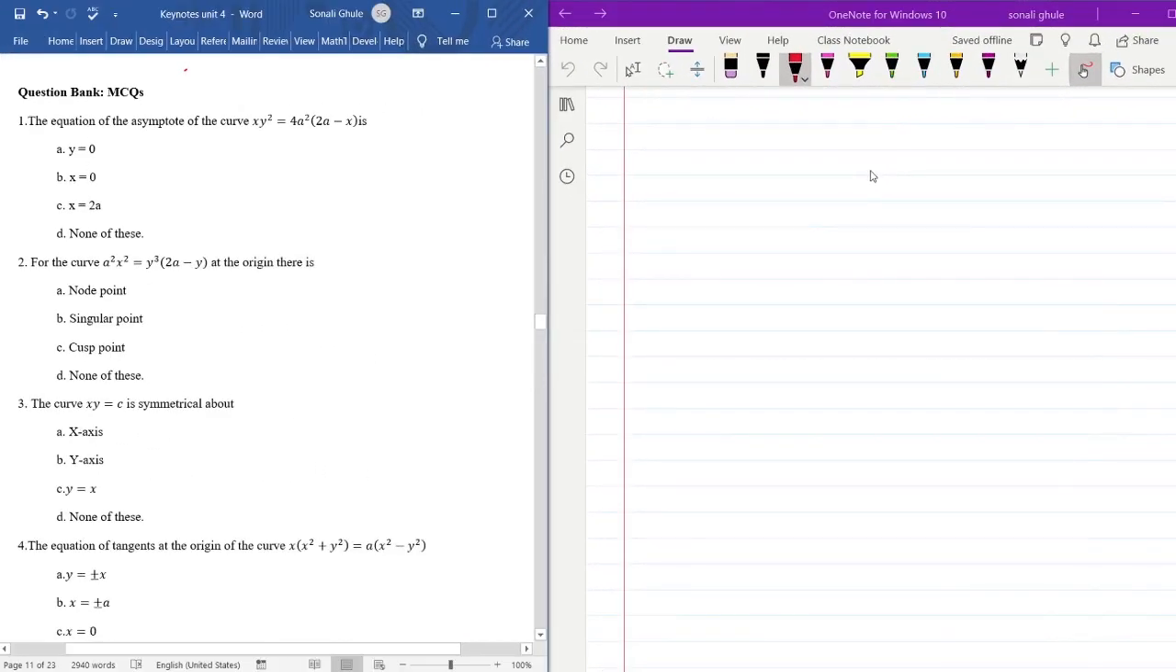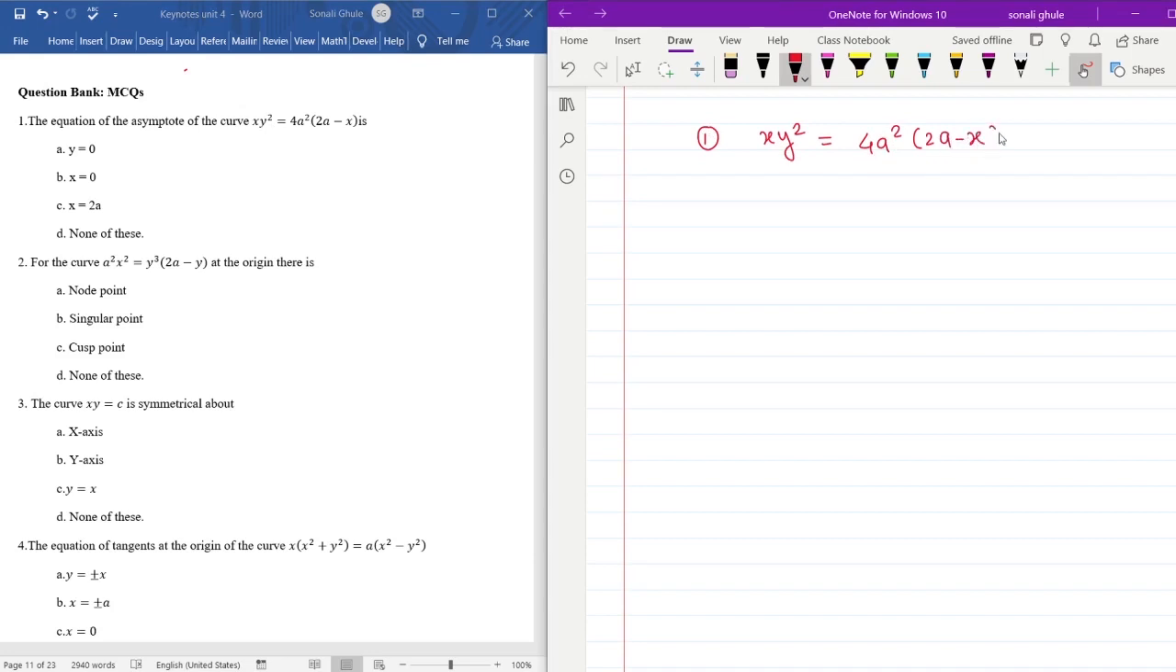Everyone, welcome. In this video, we are going to see MCQs on reduction formulae and curve tracing. So this is our first example. The equation of the asymptote of the curve is given to you: xy square is equal to 4a square (2a minus x).